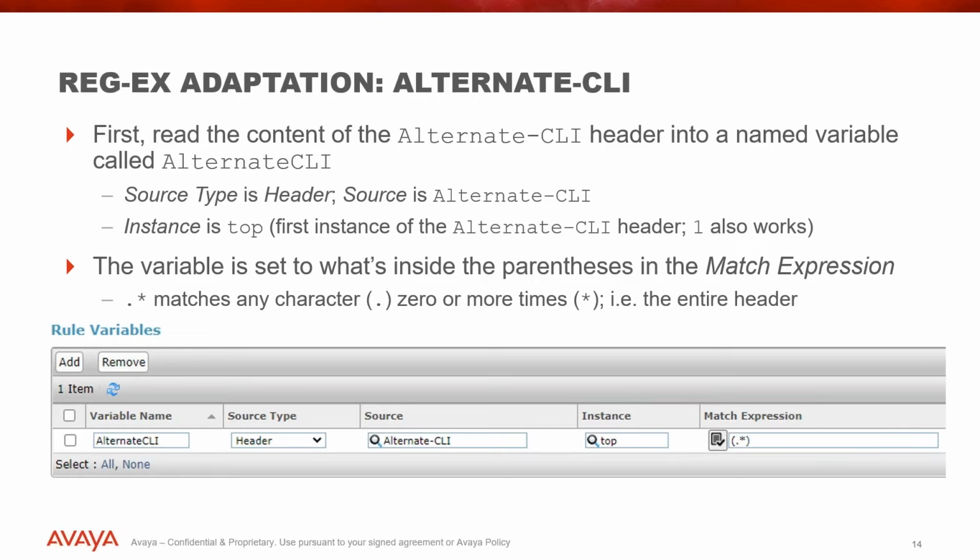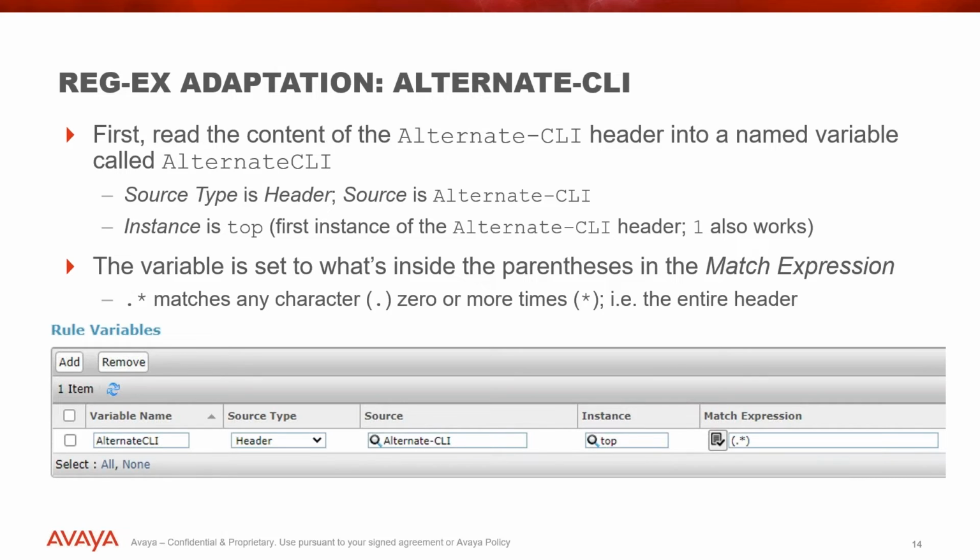The expression we're matching is dot star. So recall, dot matches any character, star matches 0 or more. So you're going to see dot star a lot. Dot star matches literally anything, 0 or more of anything.